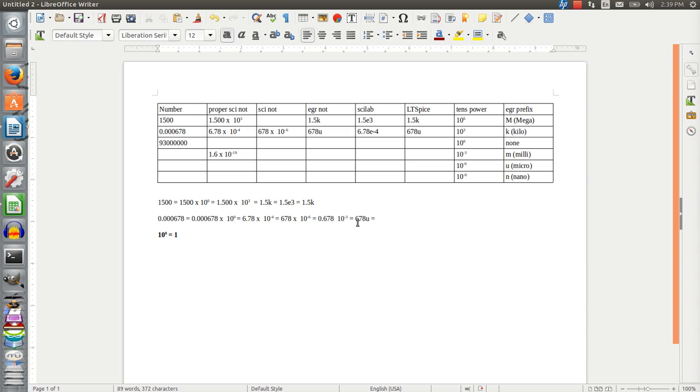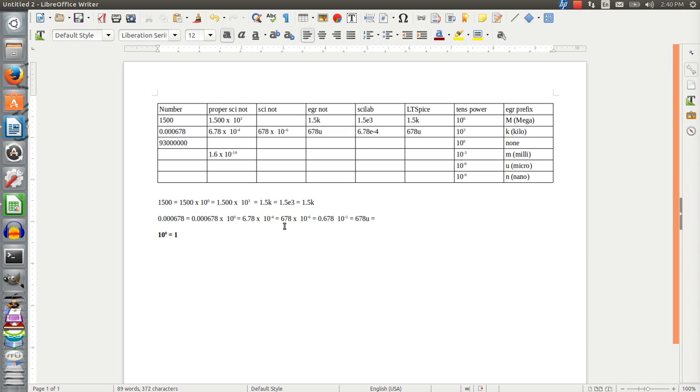at the end. So then I can go into micro and get rid of that 10 to the -6 and put the U by it, and then I've got it. When I go to enter it in Scilab, I'm going to do it just like I did up here. 6.78 e to the -4. I went back to scientific notation.